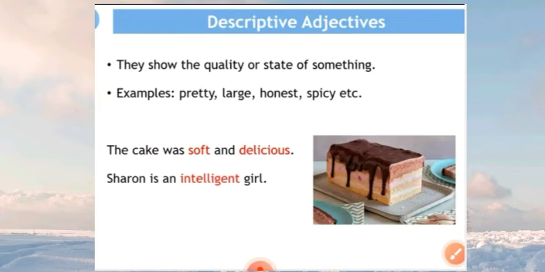Another example would be, Sharon is an intelligent girl. Now here, girl is a noun and intelligent is my descriptive adjective because it is describing the noun. It is telling you what kind of girl Sharon is. She is intelligent. So this makes intelligent as well a descriptive adjective.